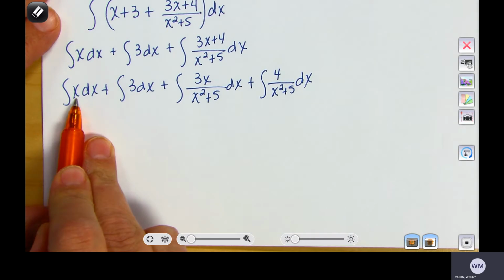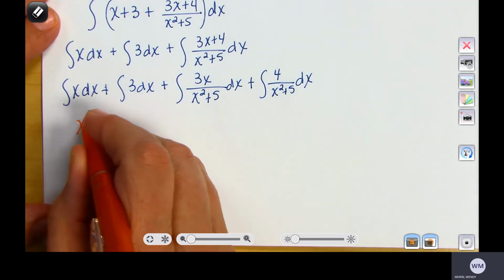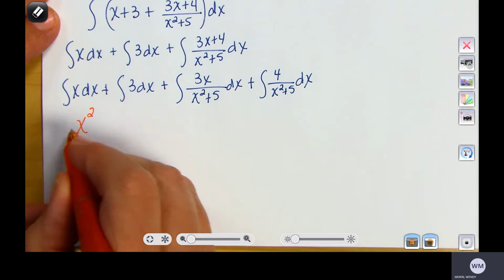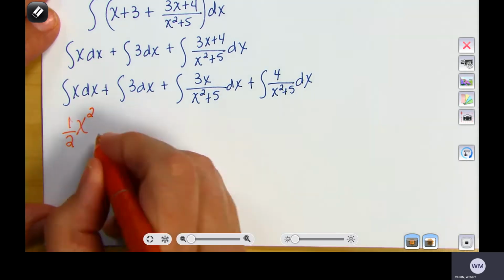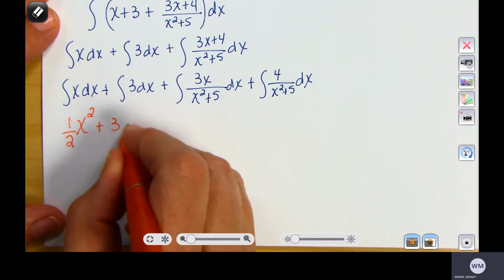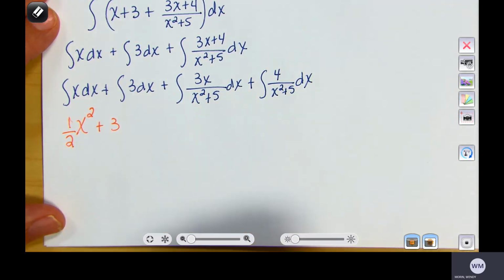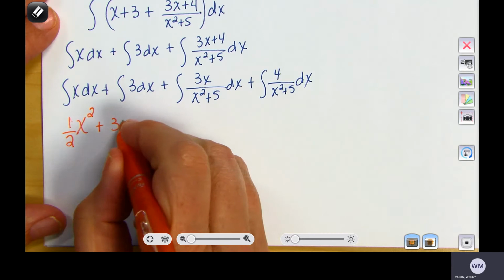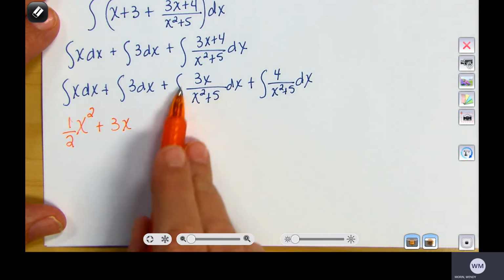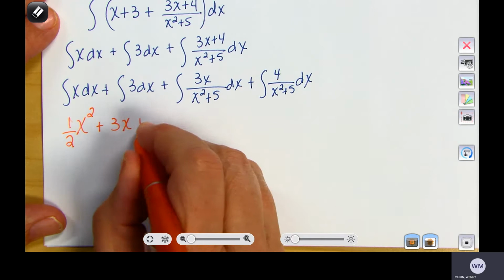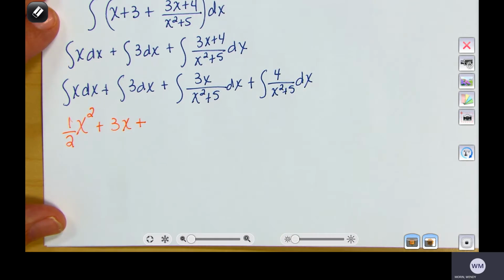Integrate x. You add 1 and divide by your new exponent. You add 1 to the x. Well, there aren't any x's. So it's x to the first and divide by your new exponent of 1. So those are the easy ones. How about this one right here? That one to me looks like U substitution.